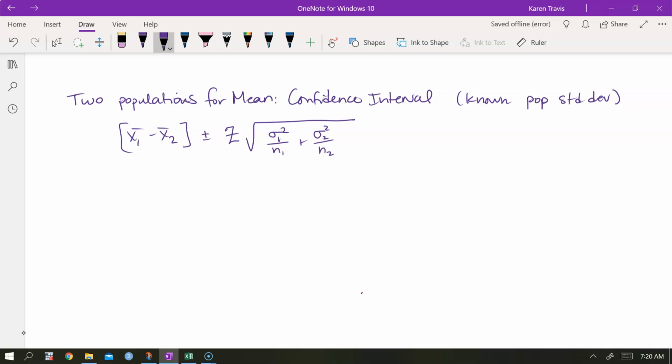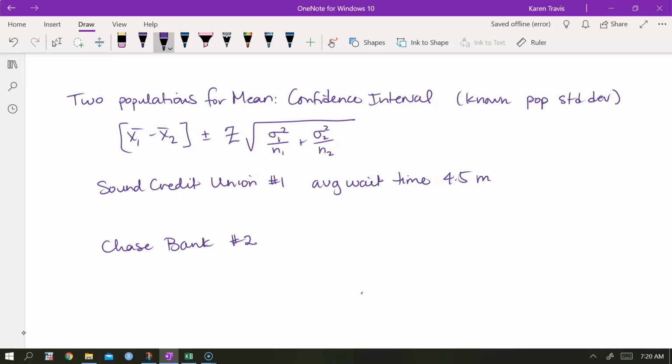Okay, so let's suppose we have two banks. We have Sound Credit Union, and we'll make that number 1. And we have Chase Bank, we'll make that number 2. And let's say the average wait time at the credit union is 4.5 minutes with a population standard deviation of 1.2 minutes when we've looked at a sample of 200 customers.